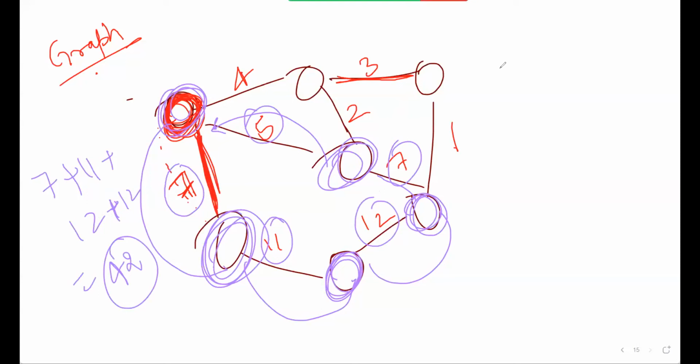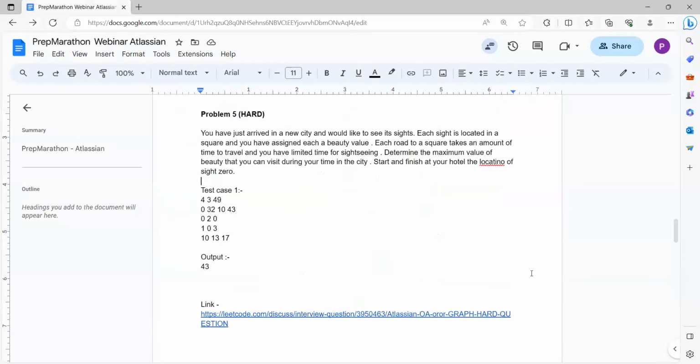So in the question, what is given to you? If I explain the input, the first thing is N, the number of cities. Then the next thing is the time limit that you have. Then let me show the exact input. Next is given the beauty array, and also it is given which cities are connected by which road, and what is the time taken by those roads.